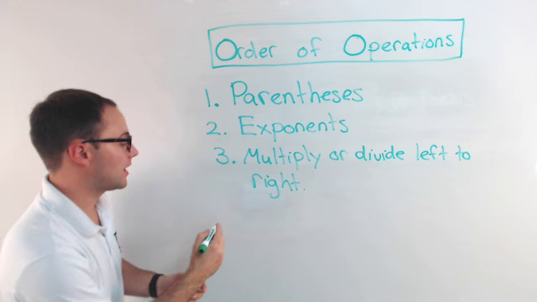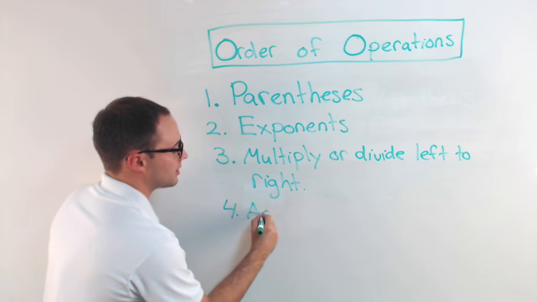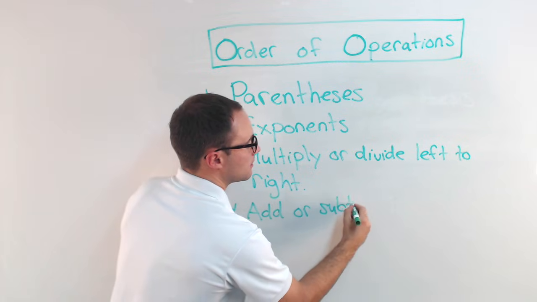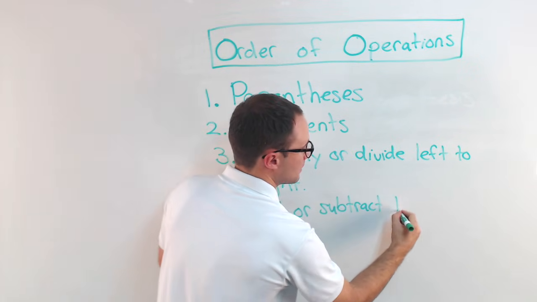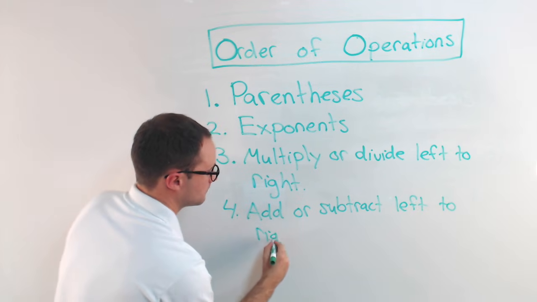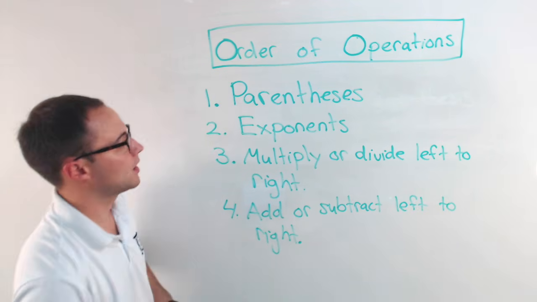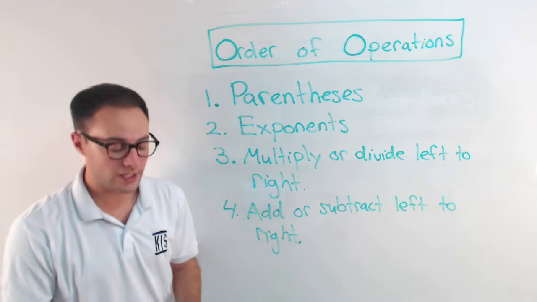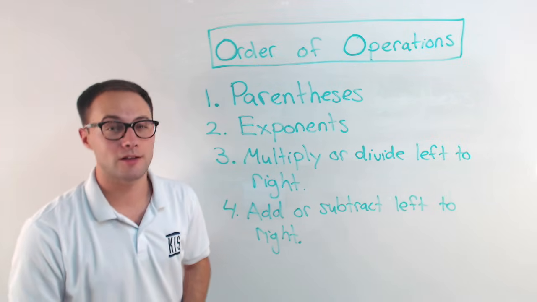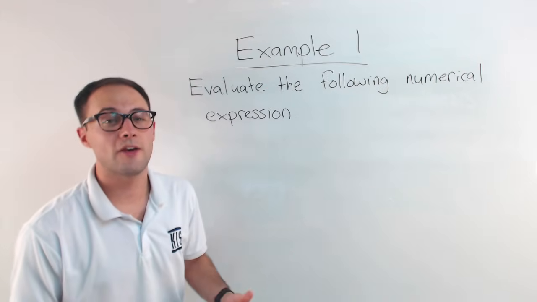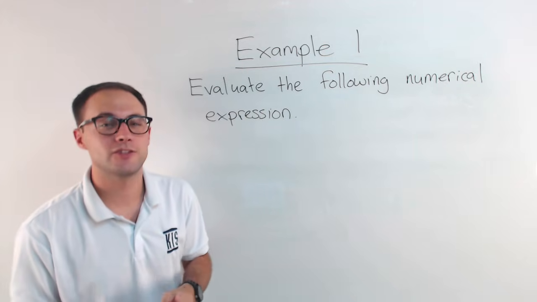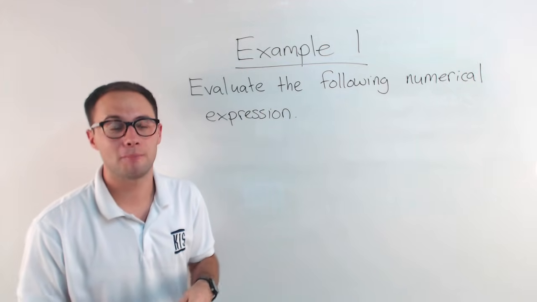And finally, we either add or subtract. Again, notice the or. Add or subtract, going from left to right. So these are the order of operations, and this is what we are going to use to evaluate numerical expressions. Okay, for our first example, let's evaluate a numerical expression. Let's do the exact problem about the back-to-school clothes.